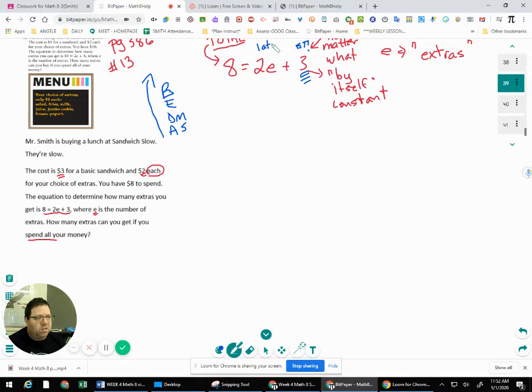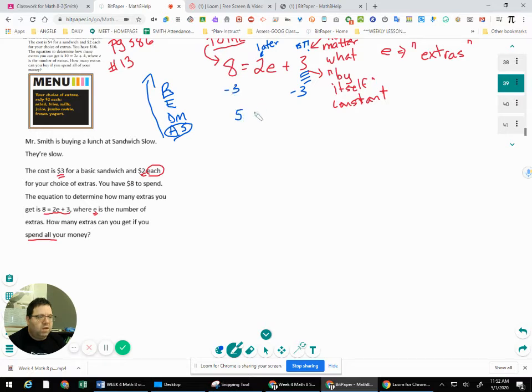The number that gets attached to the variable, this coefficient, you see how they're different words? The 2 is the coefficient of E. The 2 is attached to the E. They're like best buds. It's 2 multiplied to E. That's the relationship. We do addition and subtraction first. We're going to get rid of this constant. So what can we do? Well, we can subtract 3 from both sides.